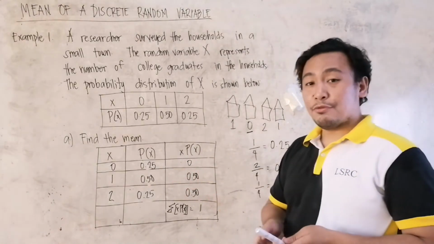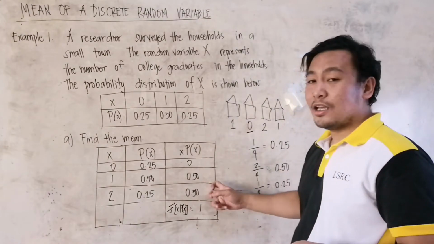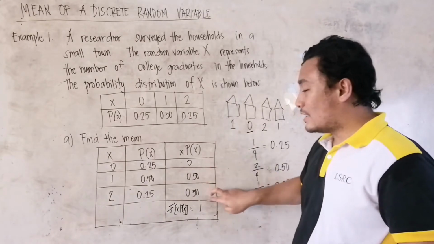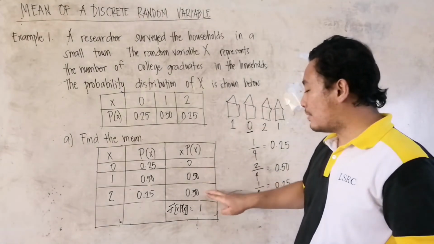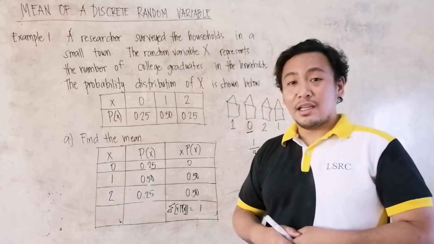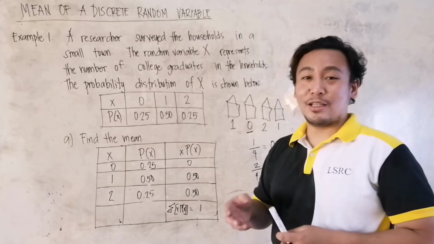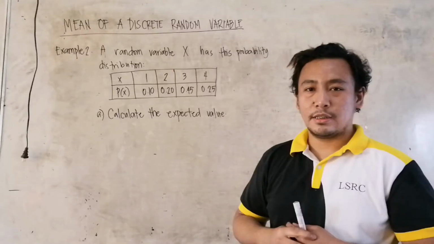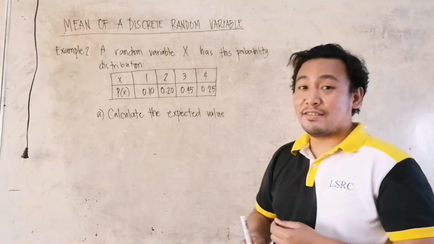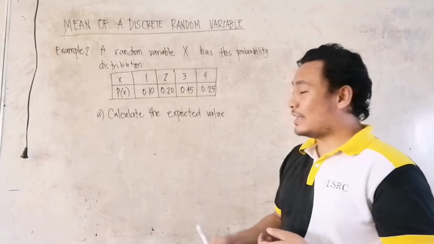And to solve for the mean, for the average, for the expected value, we just add lahat ng product na to. So, 0 plus 0.5 plus 0.5 is equal to 1. Therefore, the mean is equal to 1. O, ganun lang kadali. Nasusundan ba? Very good.